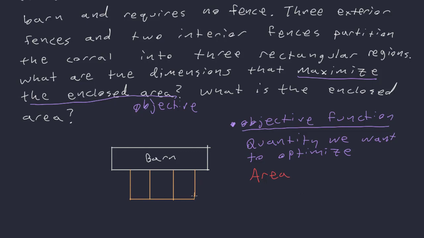We want to optimize the full area here, so that's the area of a rectangle. We'll worry about the inner fences in a minute, but this is the area of a rectangle. The area of a rectangle is length times width, or I'm going to call this x by y. So the area is x times y. This is the thing that we are trying to maximize here. We want this to be as large as possible.